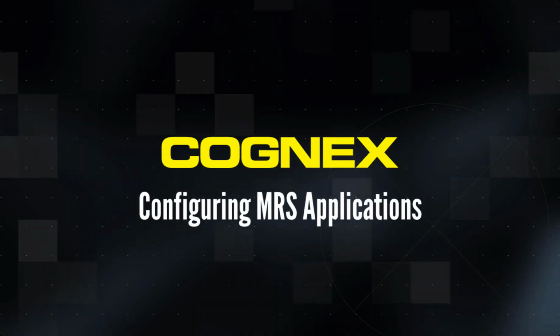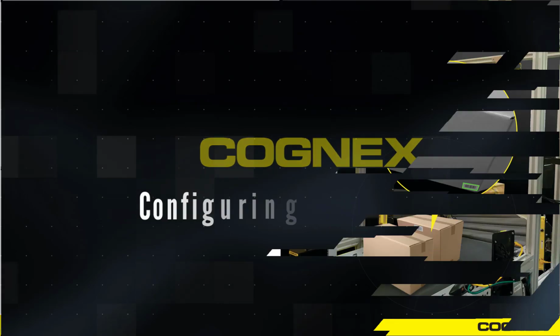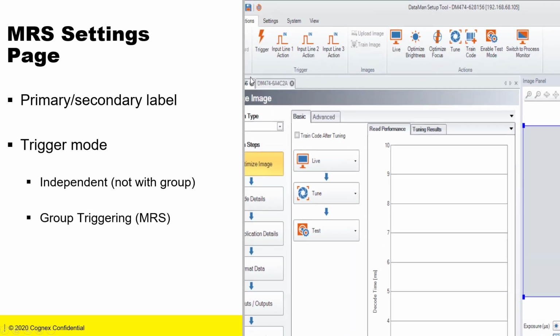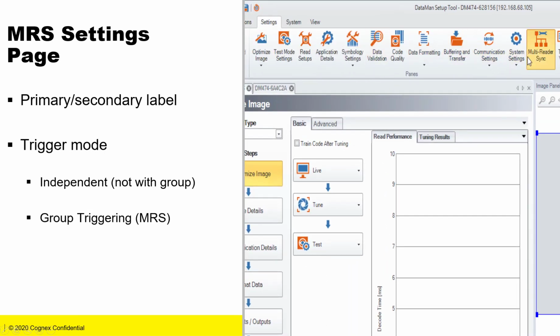Hello, and welcome to the third video in this multi-reader sync series for factory automation. In this video, I will continue to configure my two-camera application and show more advanced settings for MRS, including timeouts and PTP synchronization. I'll start off on the MRS settings page of Setup Tool on my primary reader.